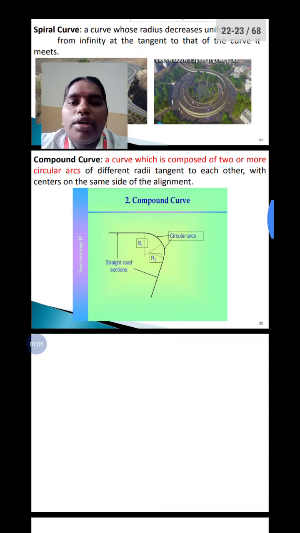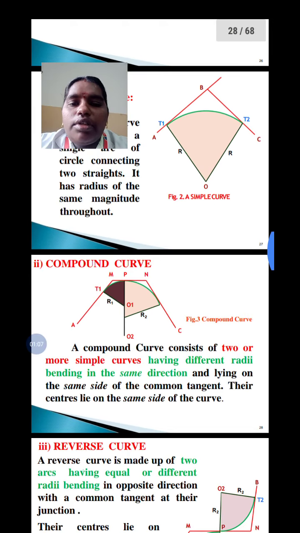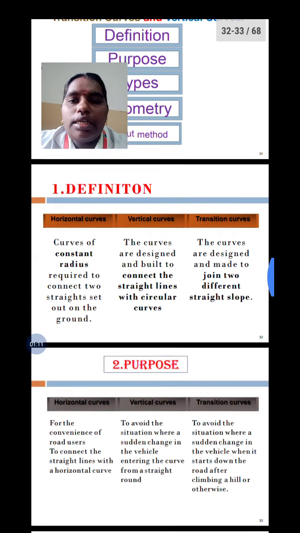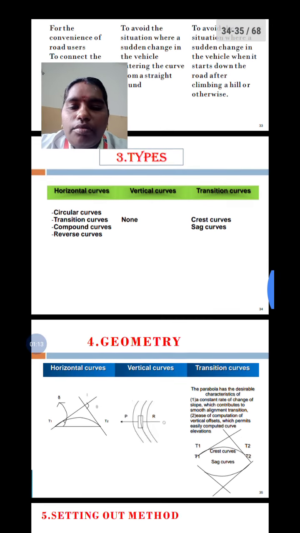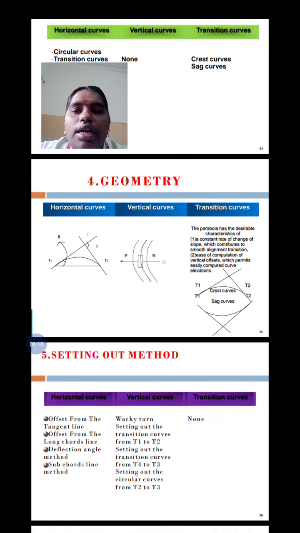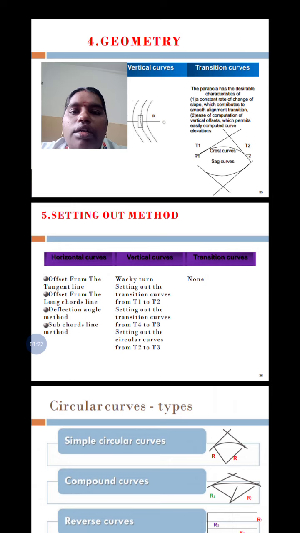Today I discuss the geometry of the curve. In the geometry of the curve, there are many types of setting out of curve. First one, horizontal curve. Second one, vertical curve. Third one, transition curve. The next one, setting out method. The horizontal curve has 4 setting out methods.